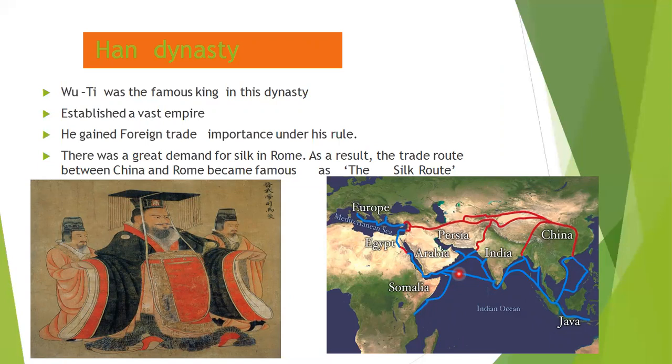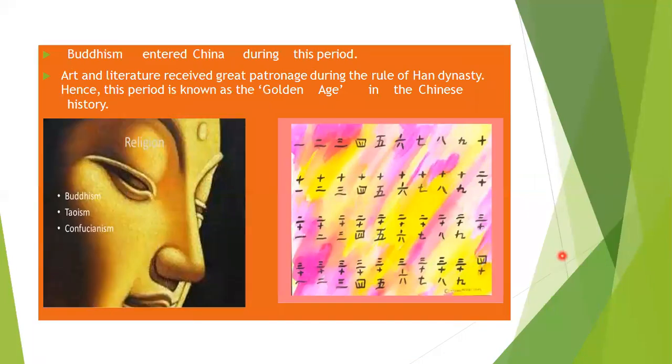There was a great demand for silk in Rome, and as a result the trade route between China and Rome became very famous as the Silk Road. China and Rome were very important in that. Buddhism entered China during this period. Art and literature received great patronage during the rule of the Han Dynasty, and this period is known as a golden age in Chinese civilization.